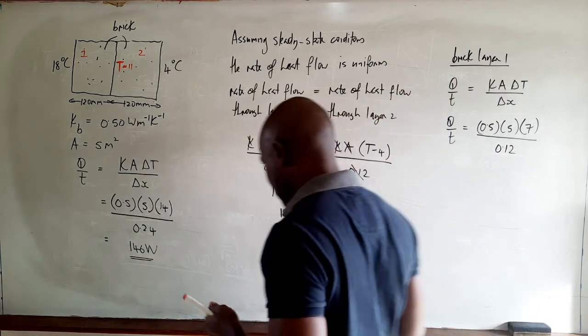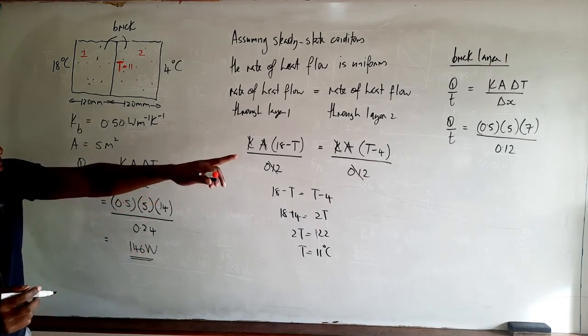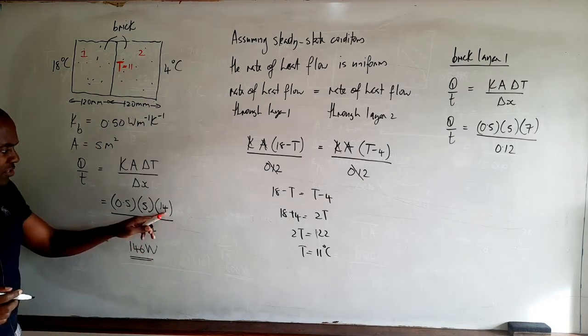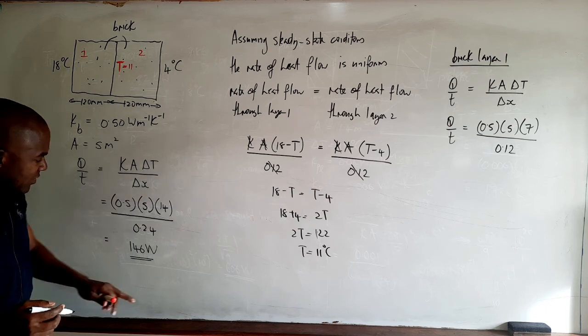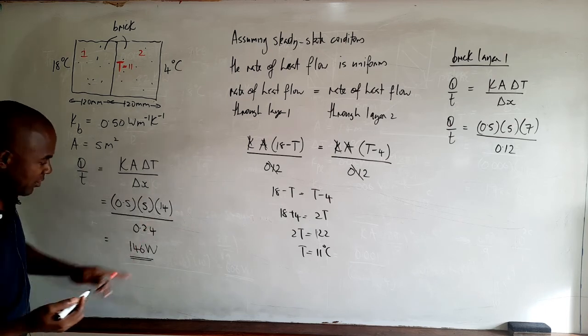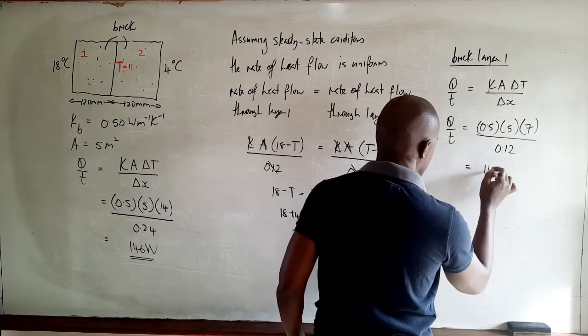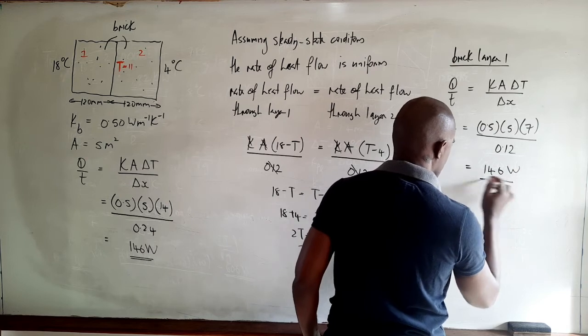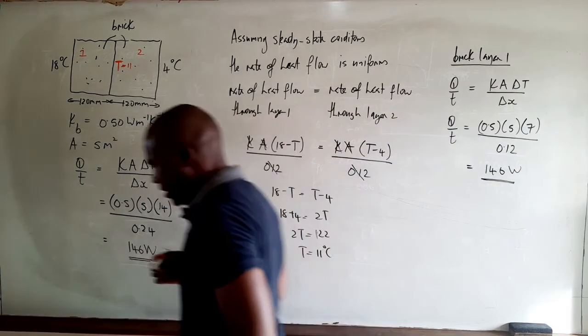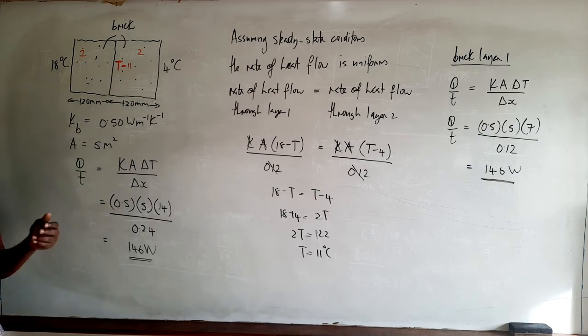If we look at that, the difference between that value and this one is that instead of 14, we have 7. That's a half of that, but we're also dividing by the thickness, so basically this works out to be the same thing. The rate of heat flow is approximately equal to 146 watts. This agrees with our initial assumption that the rate of heat flow through the entire composite wall is uniform.